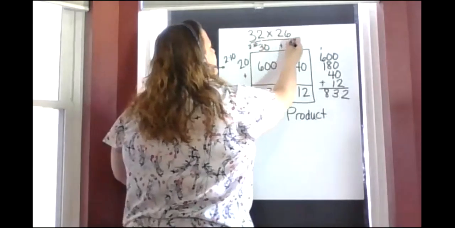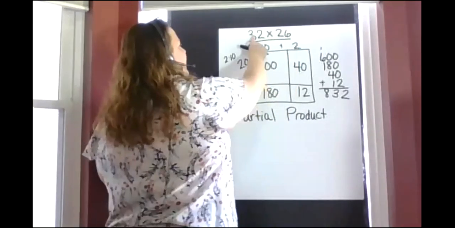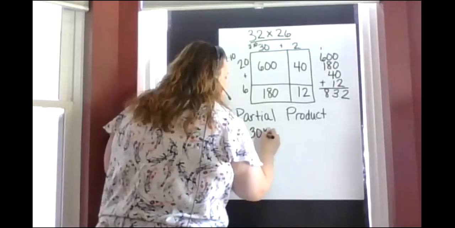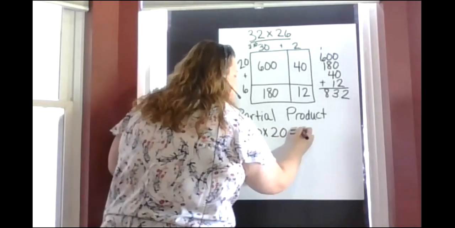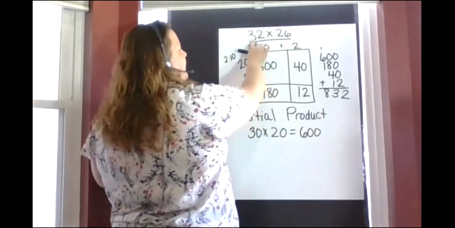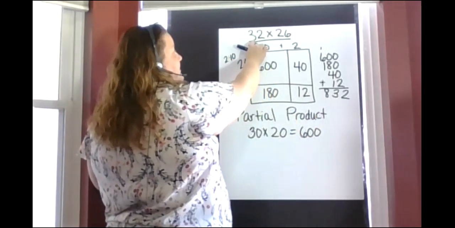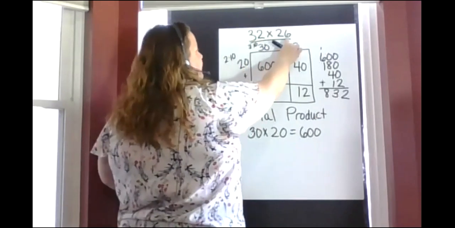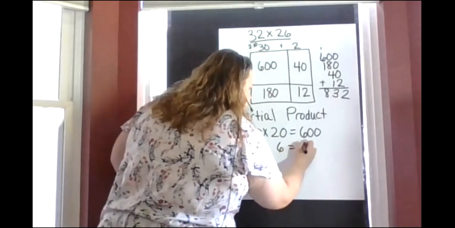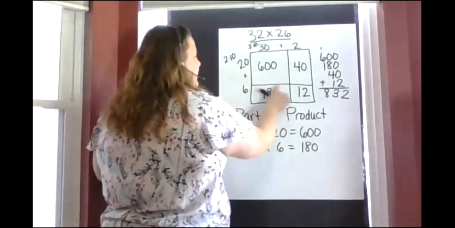this 32 times 26, and they can say 30 times 20. They can say 30, because this is a 3, but it really is a 30 because it's in the tens place. 30 times 6. So again, that's right from here.